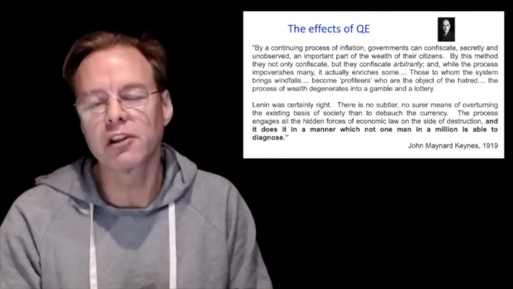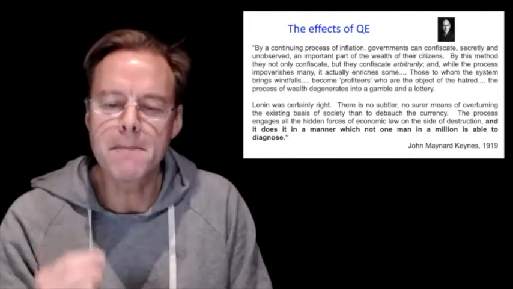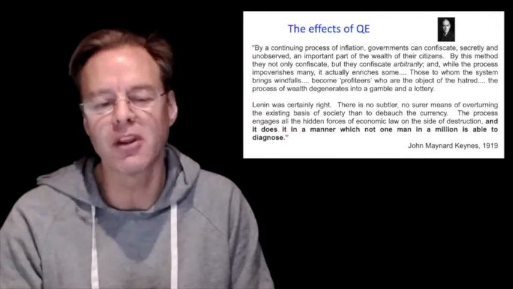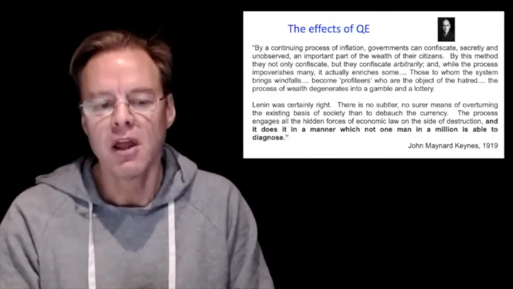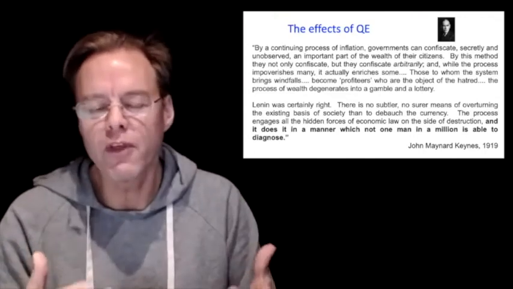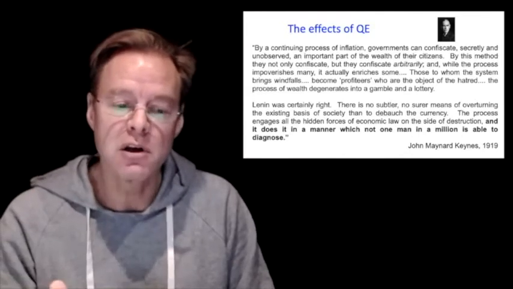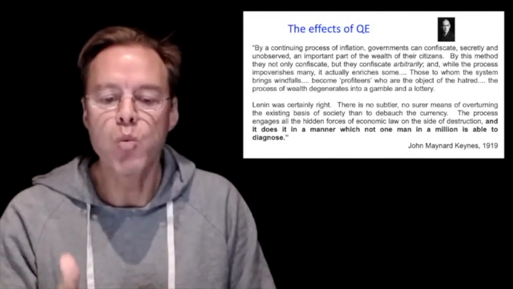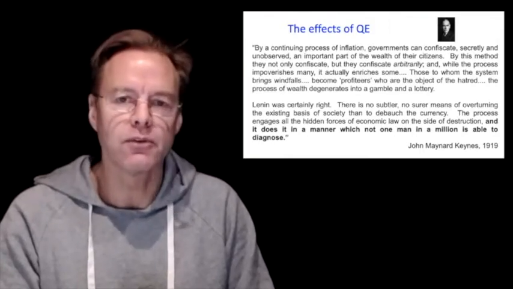Lenin was certainly right, he explains. There is no subtler, no surer means of overturning the existing basis of society than to debauch the currency. The process engages all of the hidden forces of economic law on the side of destruction, and does it in a manner which not one man in a million is able to diagnose.